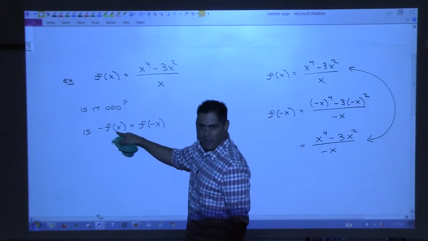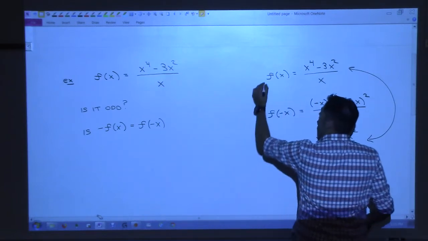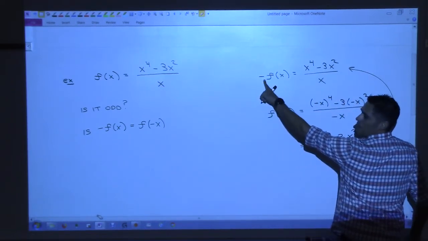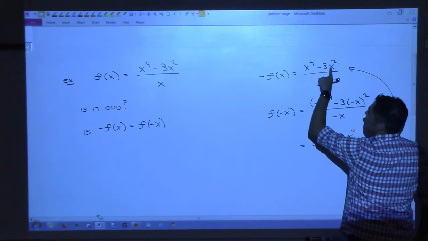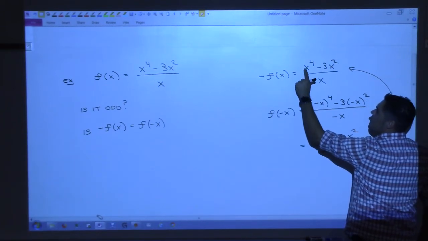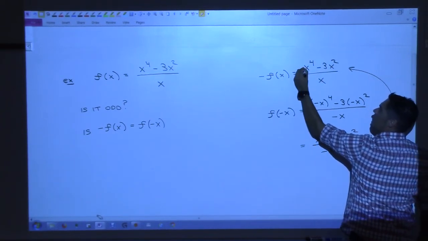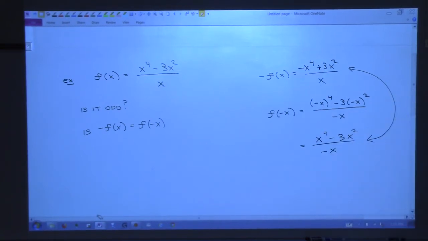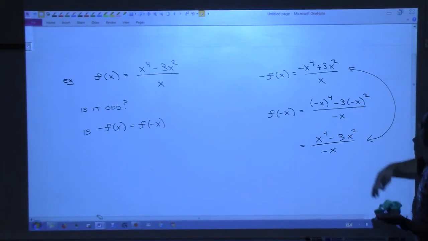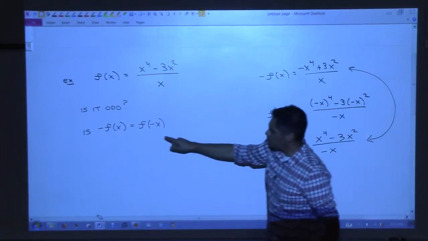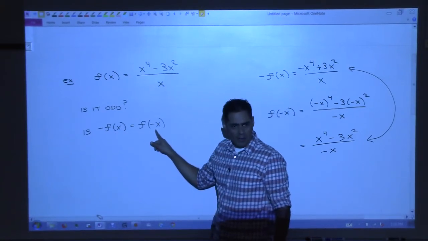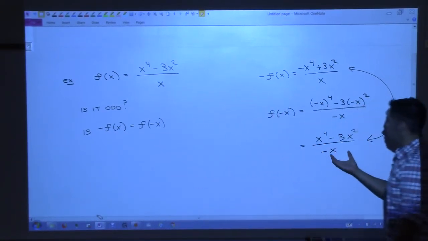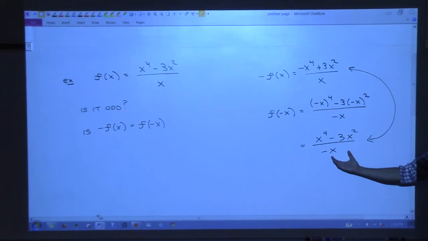What is negative f of x? Well, that's this negative, right? Which means I need to put a negative in front of this. So why don't I distribute the negative through the top? Put a negative here, and that would change that to a positive, wouldn't it? Do you see what I'm doing? Okay, and now we need to compare this to f of negative x, which is this one. Are these the same?